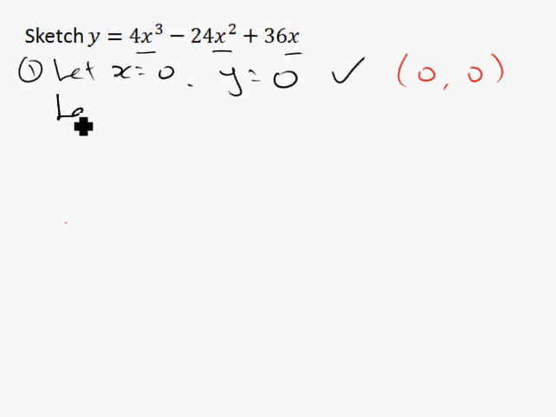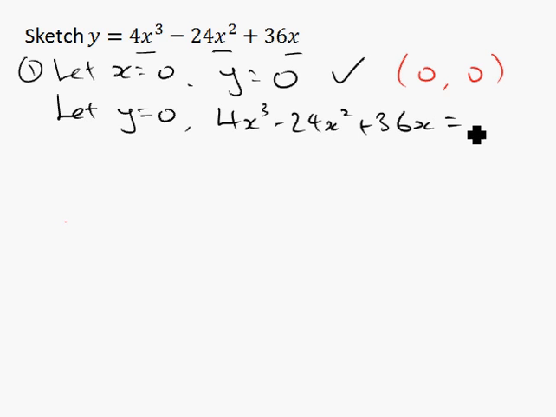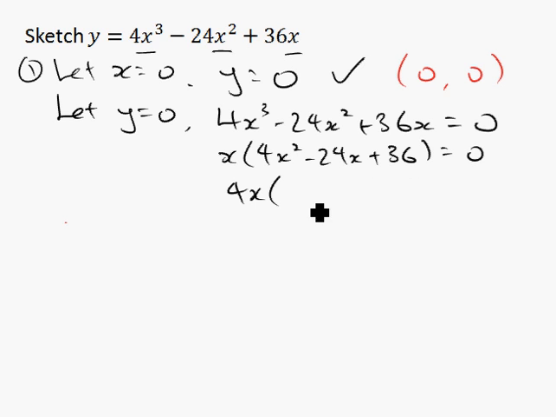But you're not done yet, because now you must let your y equal 0. Which means 4x cubed minus 24x squared plus 36x equals 0. But you'll be thinking, hey, I know my answer already, x equals 0. But then you have more than one value of x that can give you 0. x equals 0 is just one of them. What you need to do here is factorize. 4x squared minus 24x plus 36 equals 0. In fact, you can further factorize it out. 4x times x squared minus 6x plus 9 equals 0.